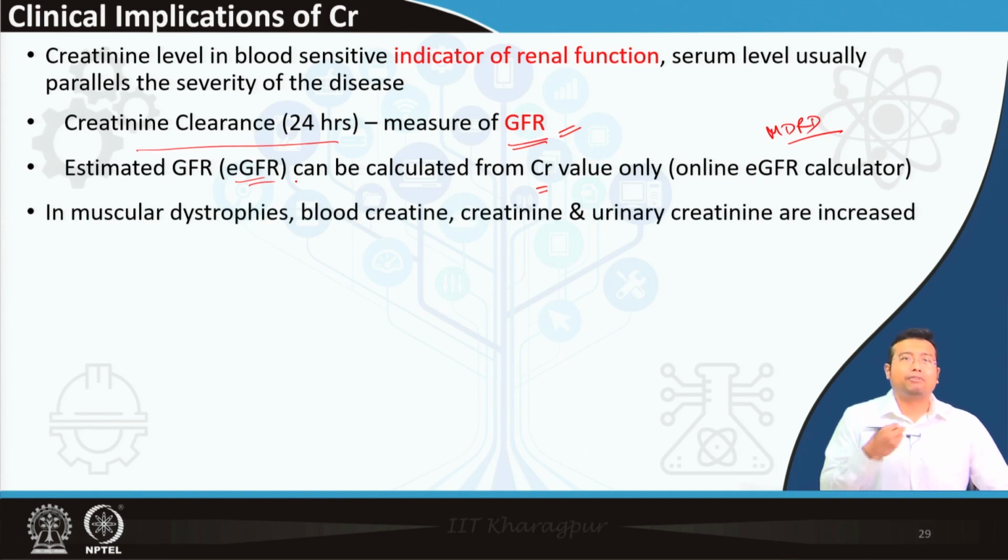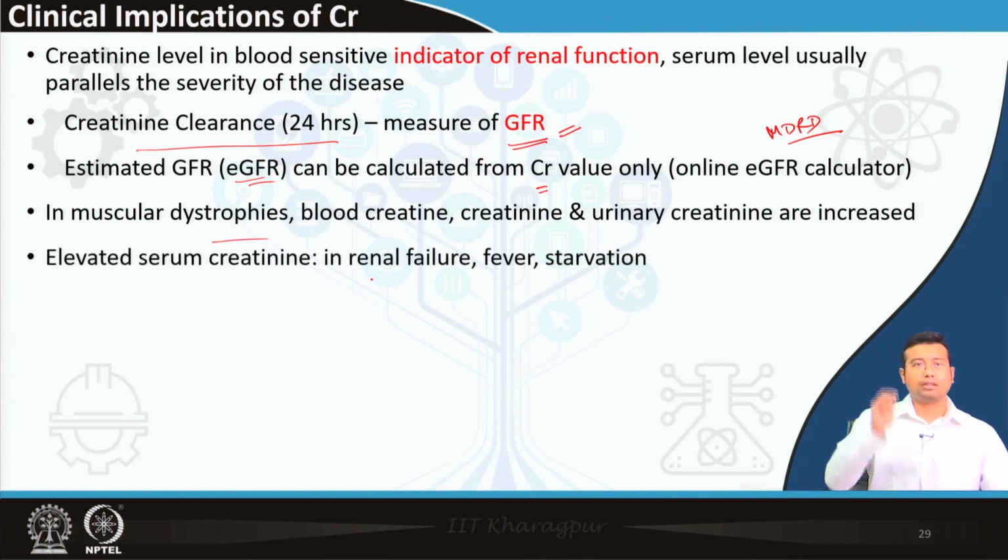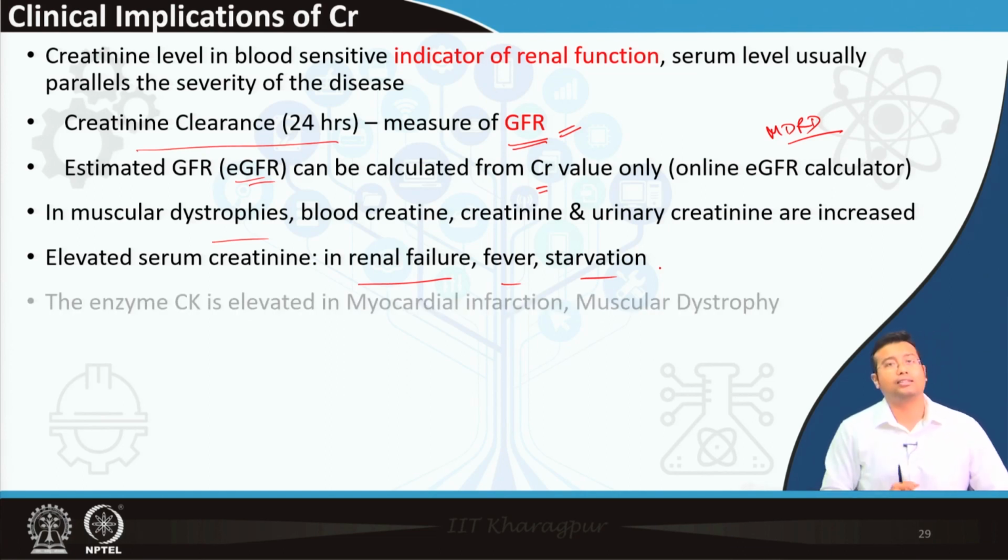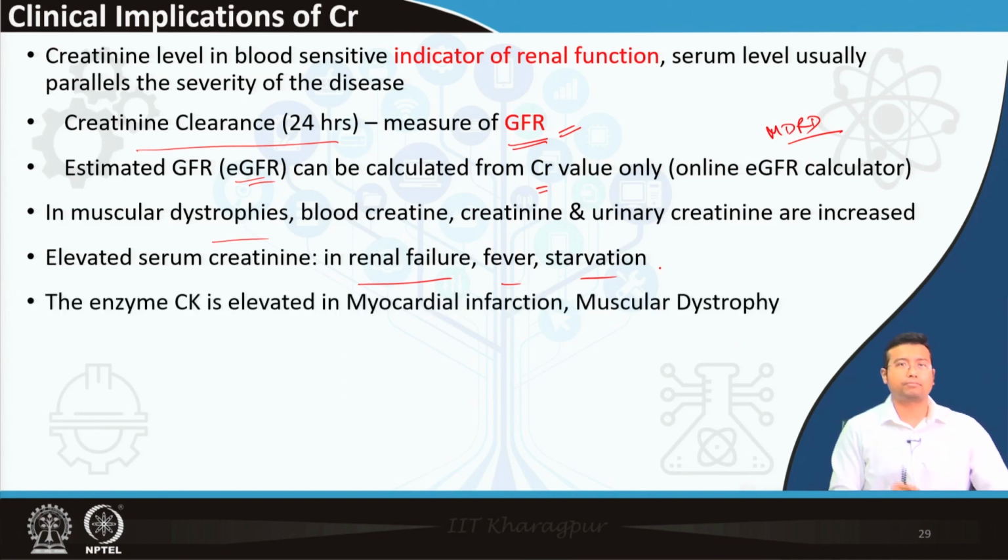Next, this value is increased in muscular dystrophies, alright, both blood and urinary creatine and creatinine are raised. It is also raised in renal failure, fever and starvation. Remember, in starvation there is muscle degradation, and in fever due to shivering, again there is a micro injury to muscle.